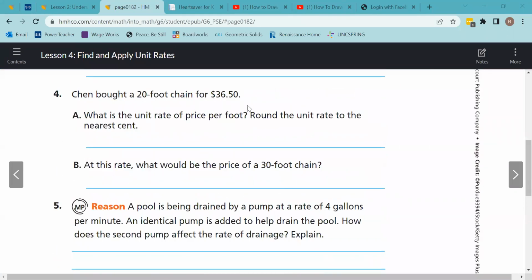Chen bought a 20-foot chain for $36.50. What is the unit rate of price per foot? Okay, so again, I'm going to let you use a calculator, but here's the catch. You have to show me what you're doing. Okay, so you do have to write down what you're doing.